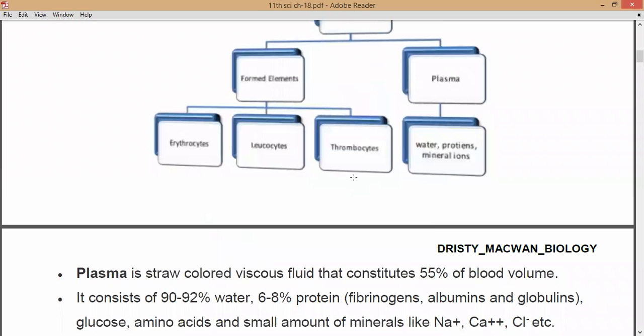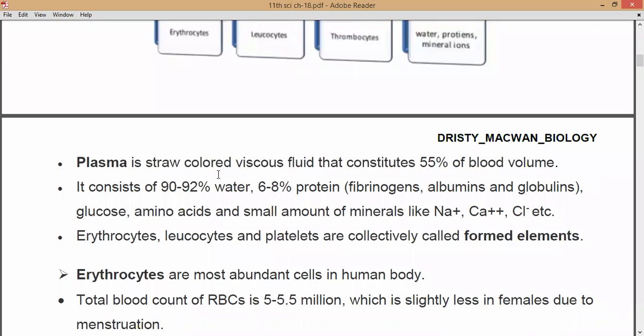Now, the plasma is a straw colored viscous fluid that constitutes 55% of blood volume. So the total volume of the blood consists of fluid, and 55% of the fluid which is present is the plasma. Now, this plasma contains 90 to 92% water. For this reason, the nature of the blood is liquid.